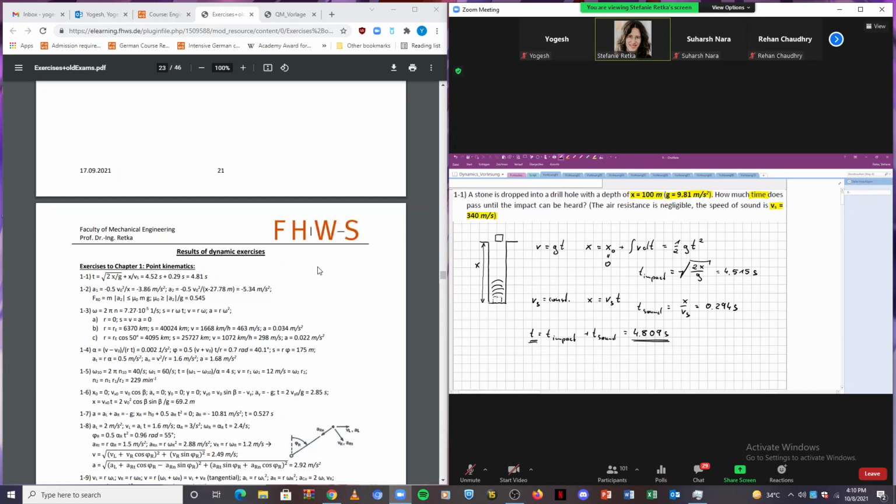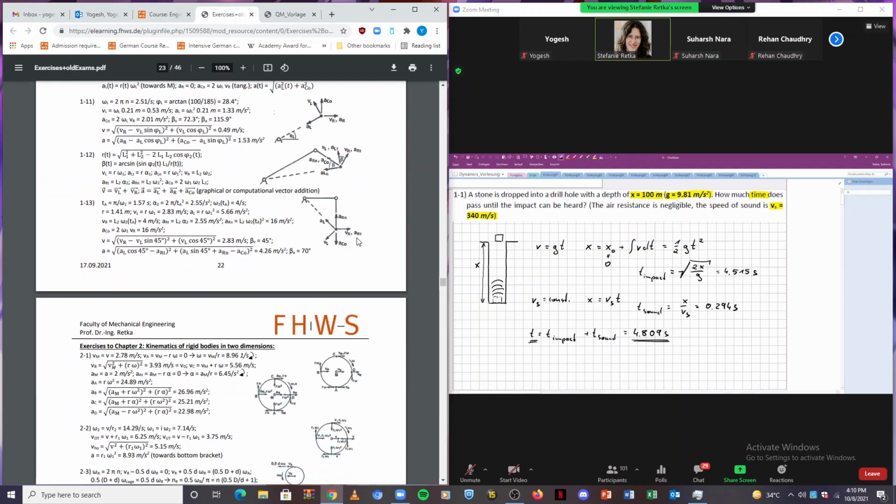Okay, that's a really simple exercise to start with, getting used to applying the equations that we have. And again, you do not have to memorize the equations. You simply have to find them in the formulary and apply them correctly. Okay?